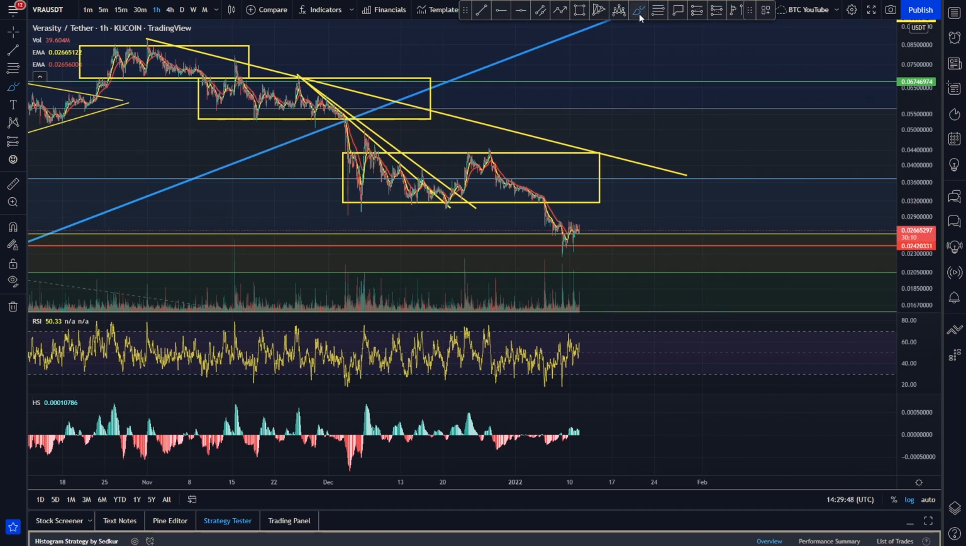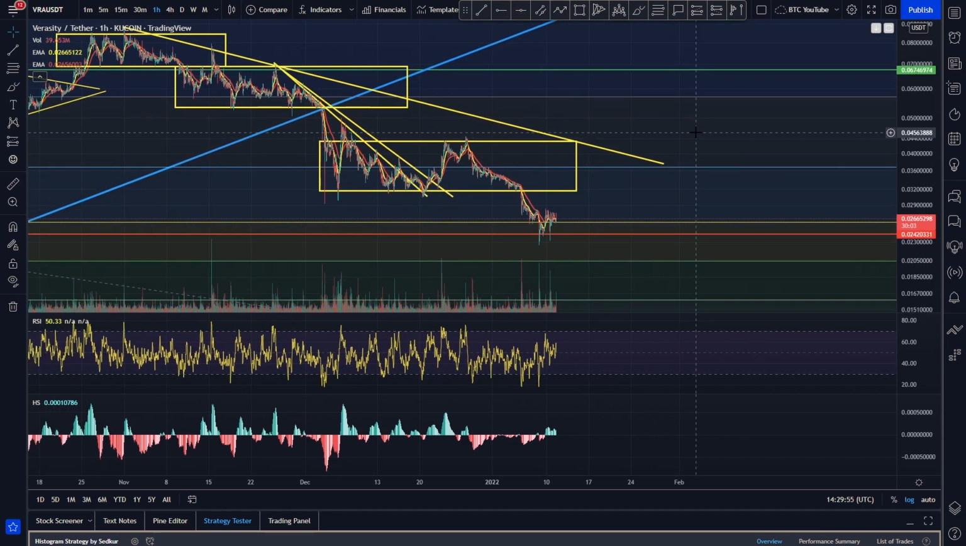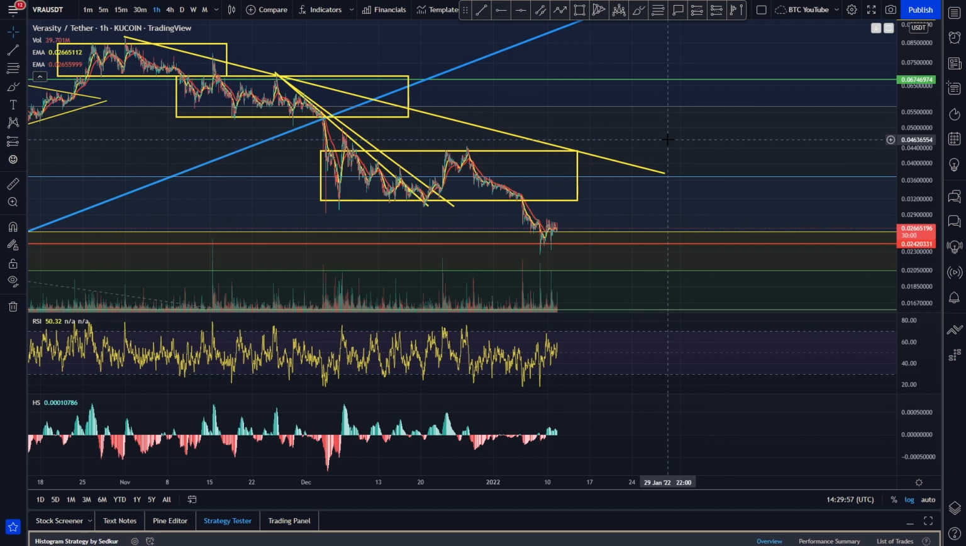But in our opinion, we're going to see more upside for Verasity when things get back underway for the whole bull market. Definitely, in our opinion, because this is a project that is getting too good to be ignored. And we do think it's going to have a real nice move to the upside pretty soon because of that.